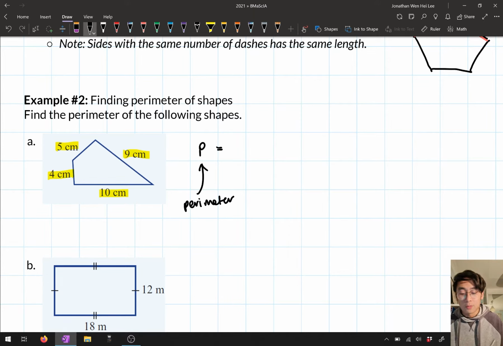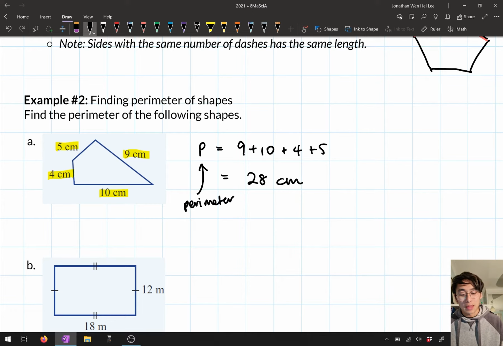That's just going to be equal to, I'm going to add up all of my sides together. So I'm just going to list them out. 9 plus 10 plus 4 plus 5. Okay. So 9 plus 10 gives me 19. 19 plus 4 is 23. 23 plus 5 is 28. And so this is going to be 28 centimeters.